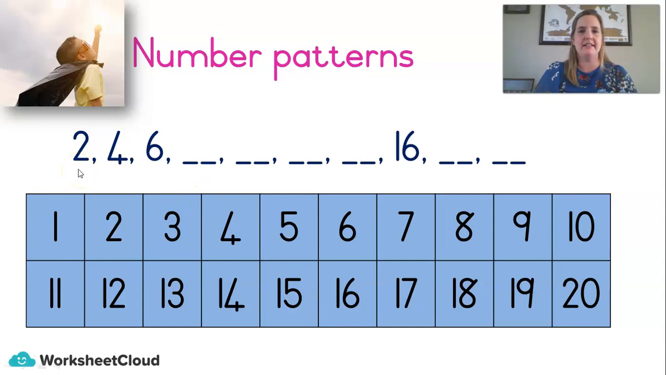First thing, say it out loud just in case it works. 2, 4, 6. Bet some of you know already. Let's plot it on the number chart just in case. 2, 4, 6. And were we getting bigger or smaller? Bigger. Hey, we were counting forwards. And by how much? 1, 2. 1, 2. By 2. Okay, let's continue the pattern.